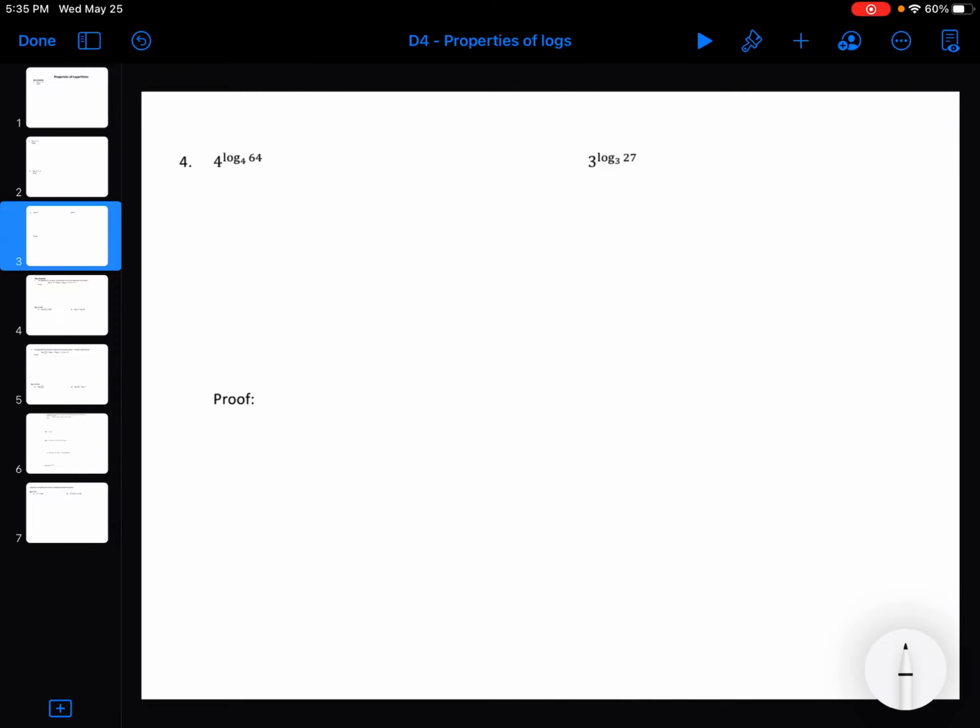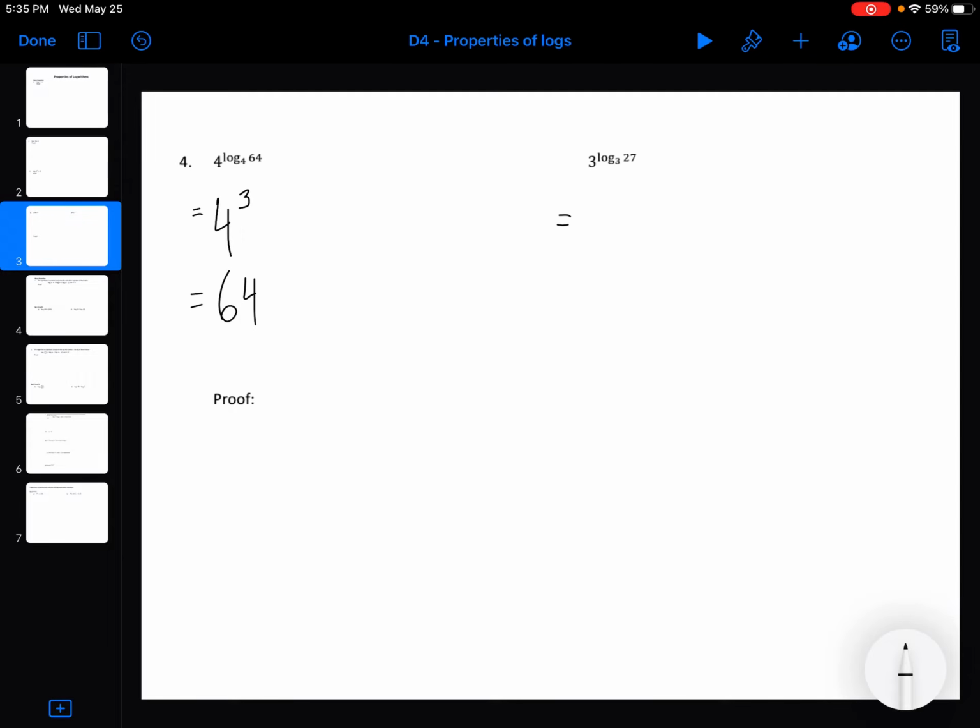Moving along, if we're looking at something like this, this one's a little bit different. But remember, a logarithm itself is an exponent. So here we have log 64 base 4. We're saying 4 raised to what exponent would give me 64? Well, that's going to be 3. And this all equals 64.